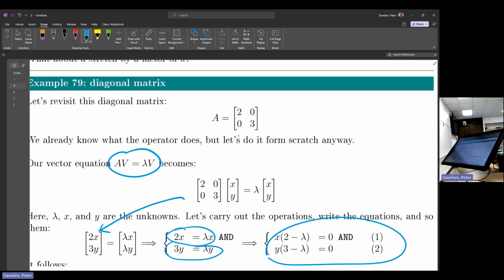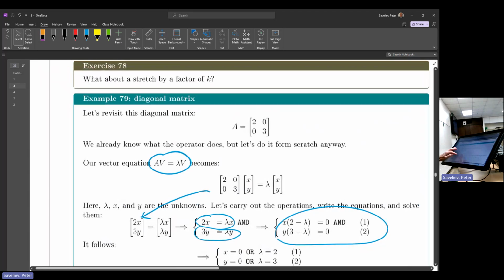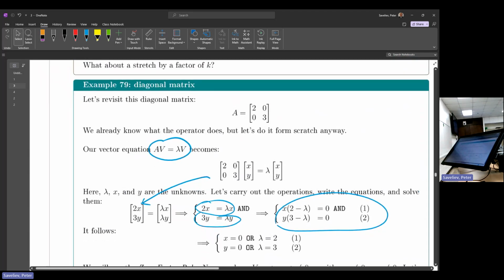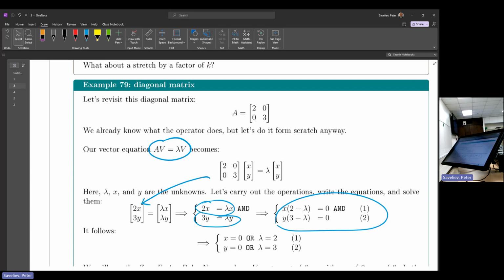So by that logic, we will produce one value of x and one value of y for 2 different values of lambda. So unfortunately, there's more than 1 and typically 2 different values of lambda. So that's the conclusion just made. The only way for the first equation to be satisfied is either x is equal to 0 or lambda is equal to 2. And for the second one, y is equal to 0 or lambda is equal to 3. And so what does it create? It creates two eigenvectors with two different eigenvalues.